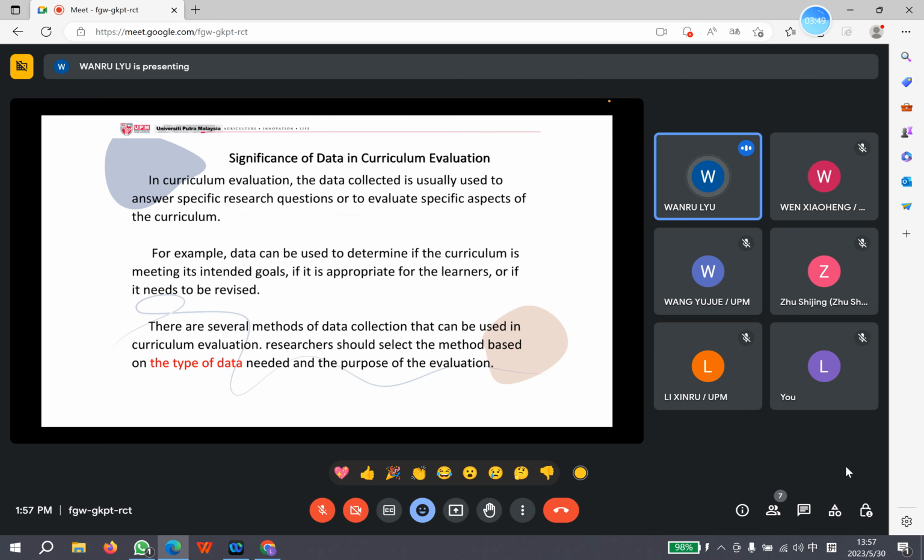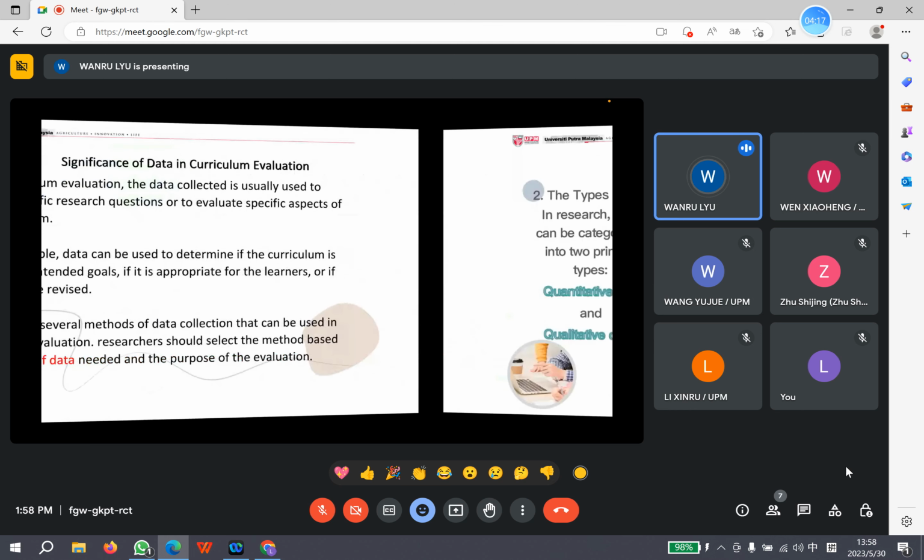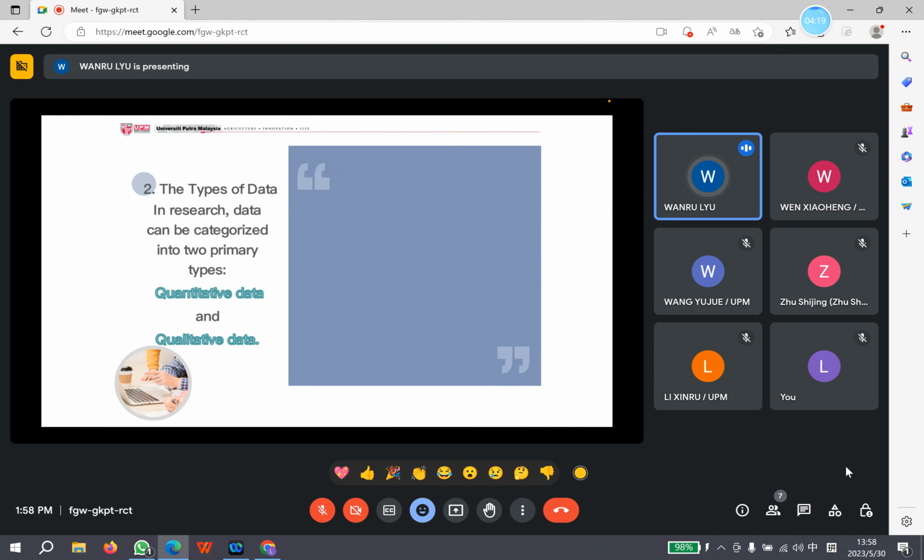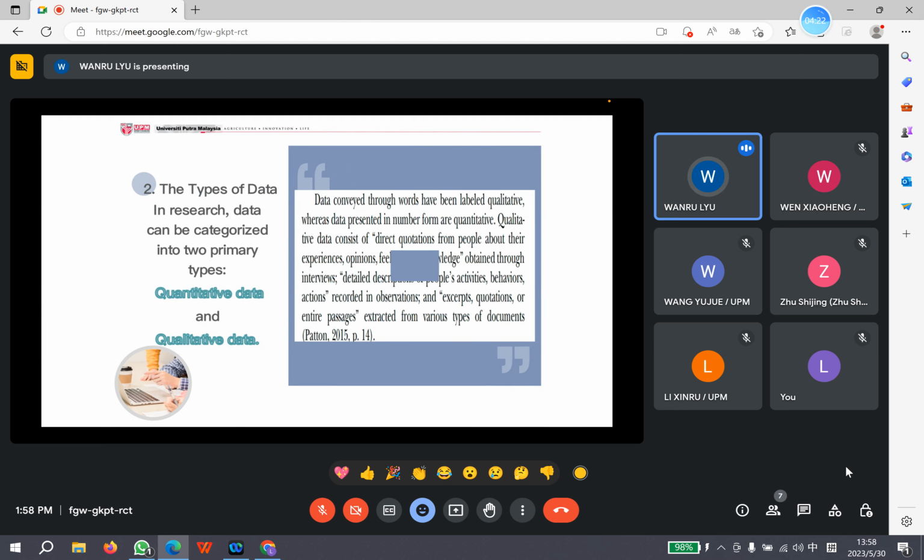And there are many methods of data collection that can be used in curriculum evaluation. This kind of evaluation helps educators to determine the effectiveness of a curriculum and identify the areas that require improvement. But researchers should be very wise to select the method based on the type of data that they need and the purpose of the evaluation. So now let's explore the types of data briefly. In research, data can be categorized into 2 primary types, which are quantitative data and qualitative data.